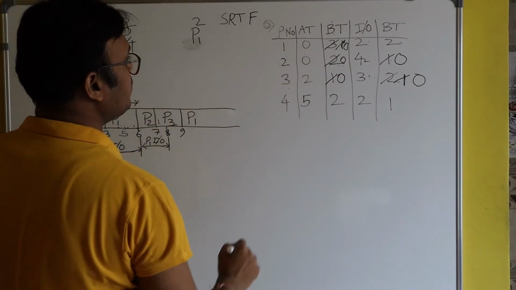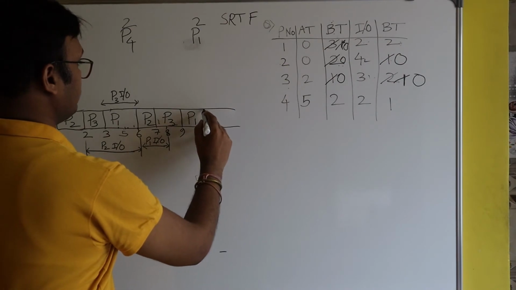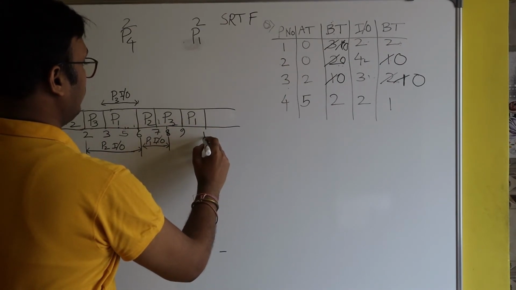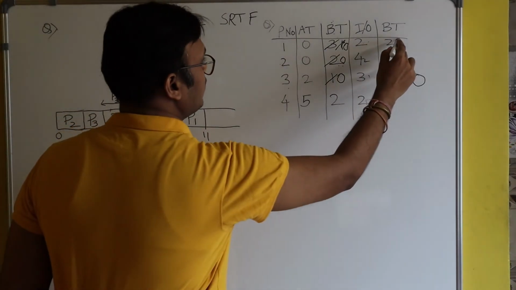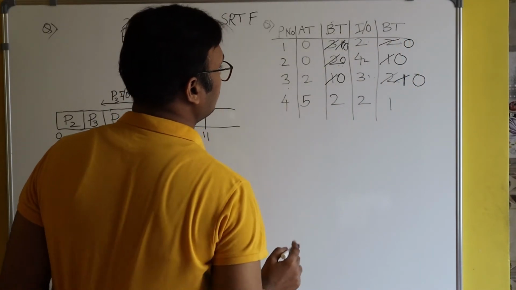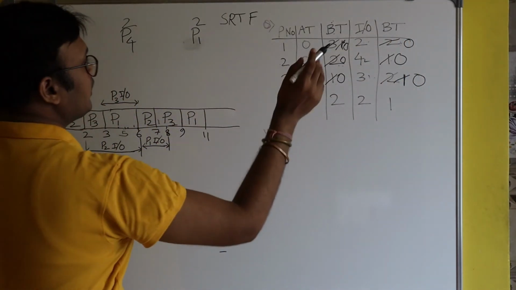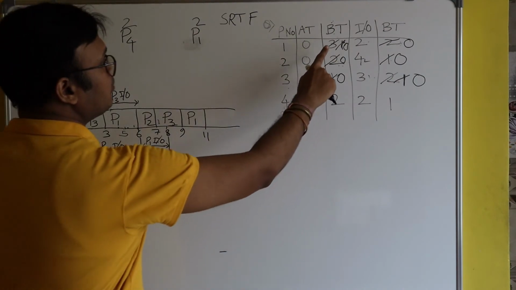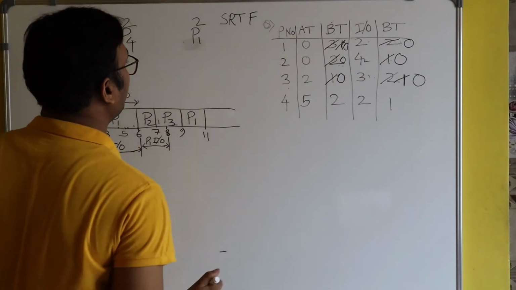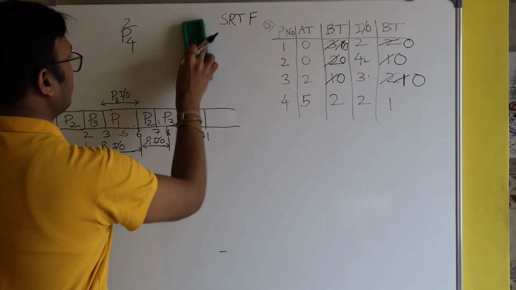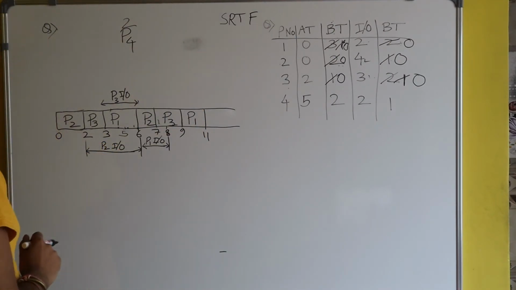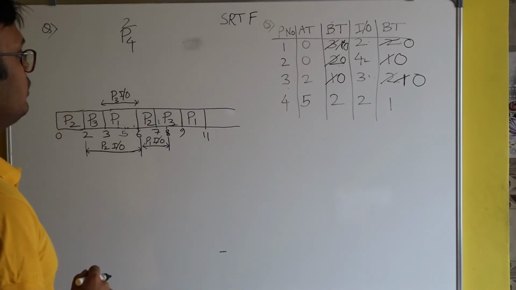Process P1 will run for 2 seconds, 9 to 11. So now process P1 is also done. Burst time, IO, burst time, all three parts have completed for process P1. Now process P4 is left.